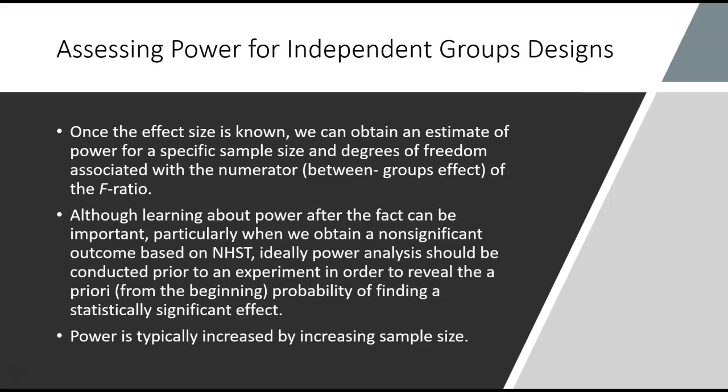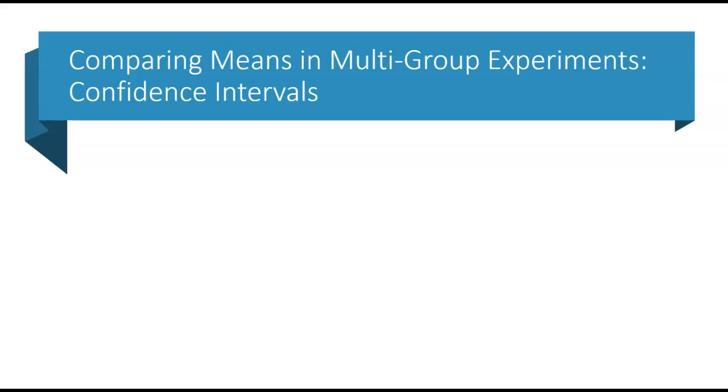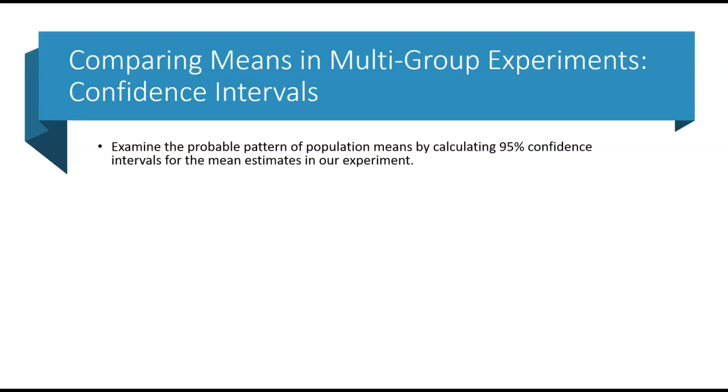As with our discussion earlier, power in a statistical test is typically going to go up as your sample size increases. In multiple group experiments, another way that we can talk about our results is by looking at the confidence intervals.